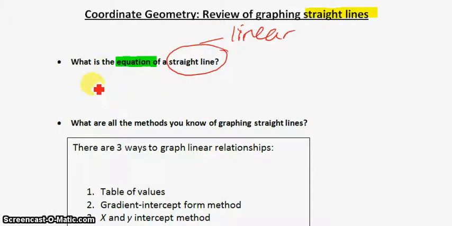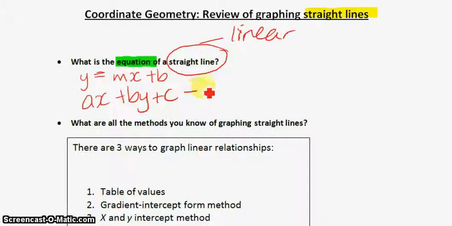And generally there's two main forms of a straight line that we know about so far. We know about gradient intercept form, so y equals mx plus b, and general form, ax plus by plus c equals 0. Okay, and we're going to be dealing with these two kinds of lines quite a lot in this topic, because remember our topic is coordinate geometry.